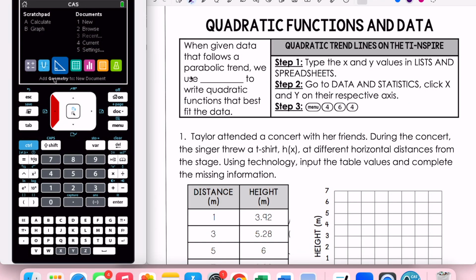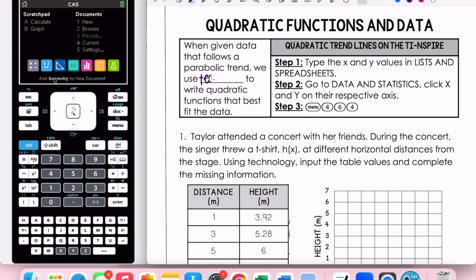In this video, we're going to be talking about quadratic functions and data. So, when given data that follows a parabolic trend, we use technology to write quadratic functions that best fit the data. Now, we've got this phrase, parabolic trend. Well, we know that the word parabola is used to represent the shape of a quadratic, and that is just a U-shaped graph.